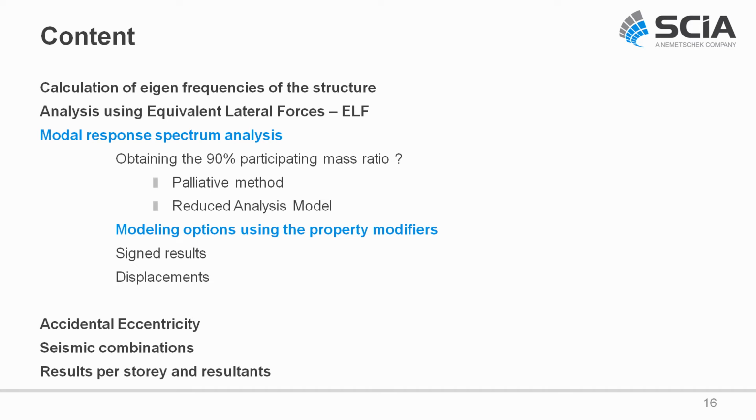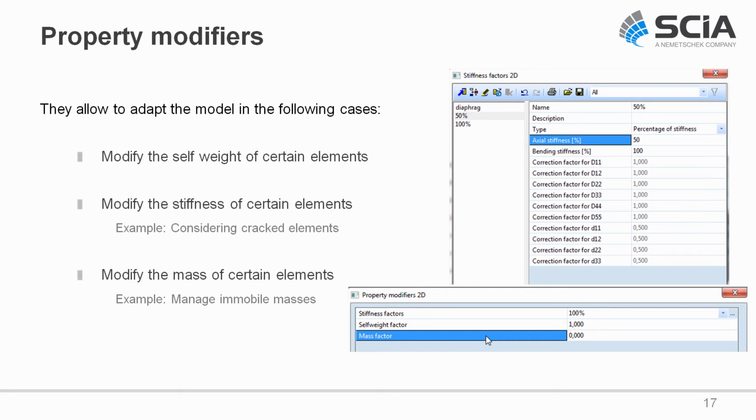In SCIA Engineer, we also have another tool that allows us to modify the behavior of certain elements without changing the material behavior, and this is done by using the property modifiers. These property modifiers can be used for static calculation or in seismic calculation. They can be used to modify the self-weight of certain elements by adding a factor, by modifying, for example, also the stiffness of certain elements in a way to consider cracked elements, for example, and also to modify the mass of certain elements, for example, to disregard the mass of immobile elements. Property modifier can be used for 1D and 2D elements.